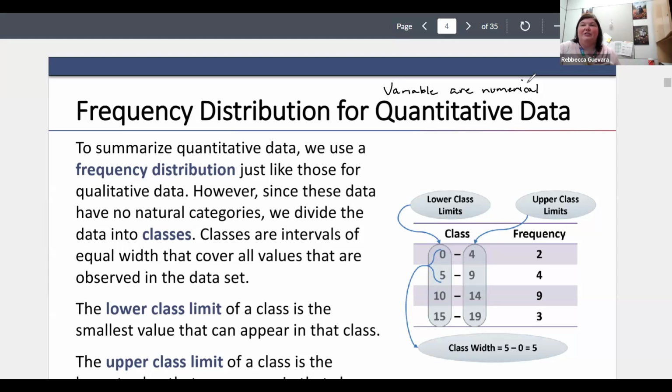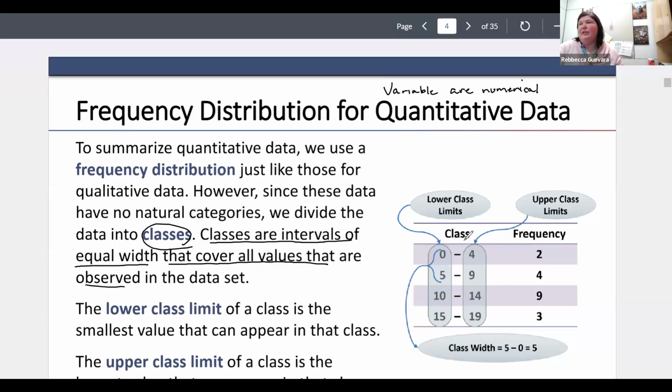However, since these data have no natural categories, so before we had natural categories, if you're looking at pets, you had a rabbit category, this one has no natural category, so we make our own categories. We divide everything into what we call classes. What's important is that classes are intervals that all have equal width, and that together, they should cover all the values that are observed in the data set.